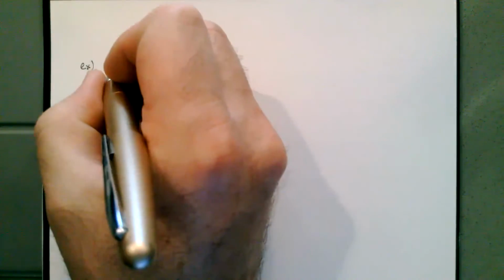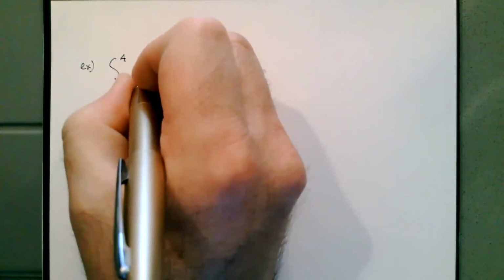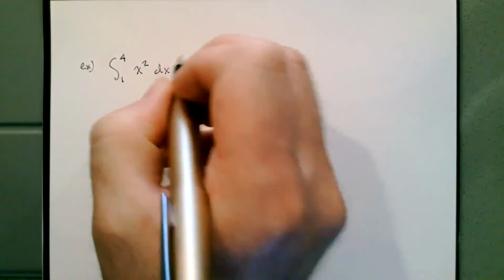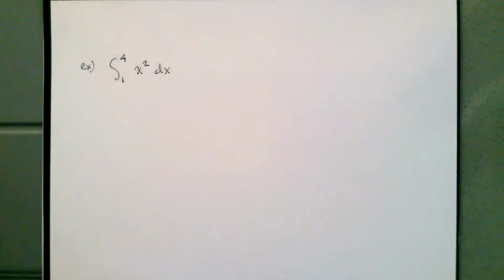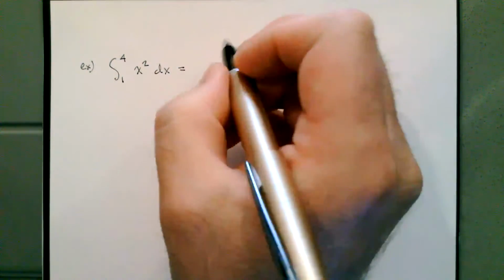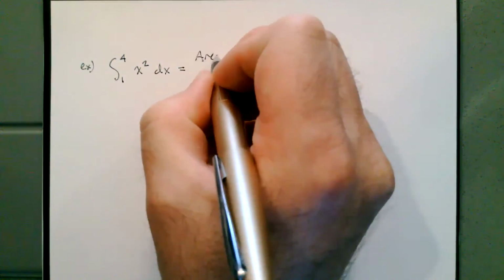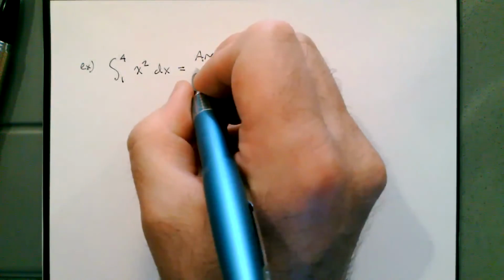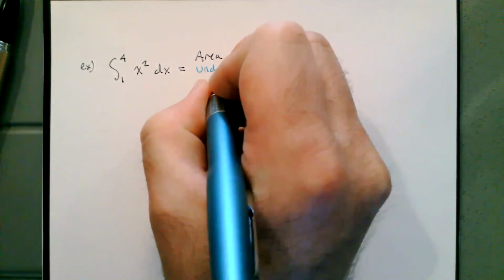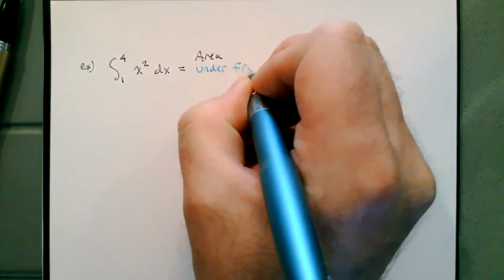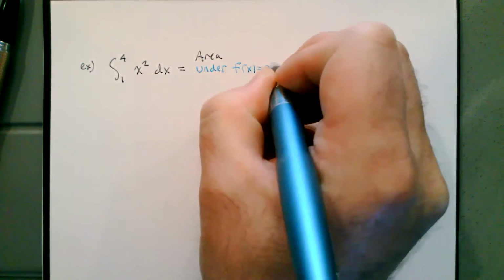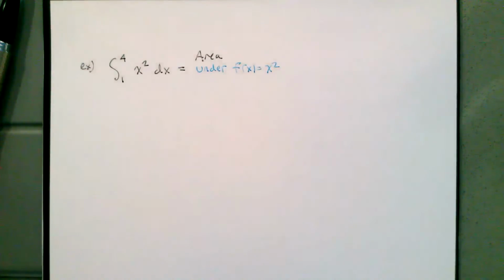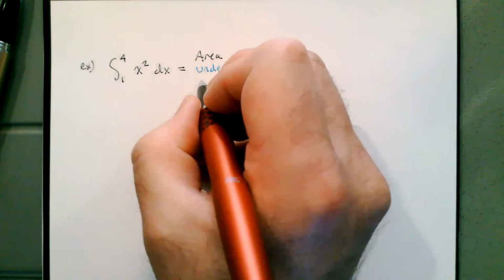Let's say, for example, I want to calculate the integral from 1 to 4 of just plain old x squared dx. This is going to tell us the area under the graph of x squared and above the interval from 1 to 4.